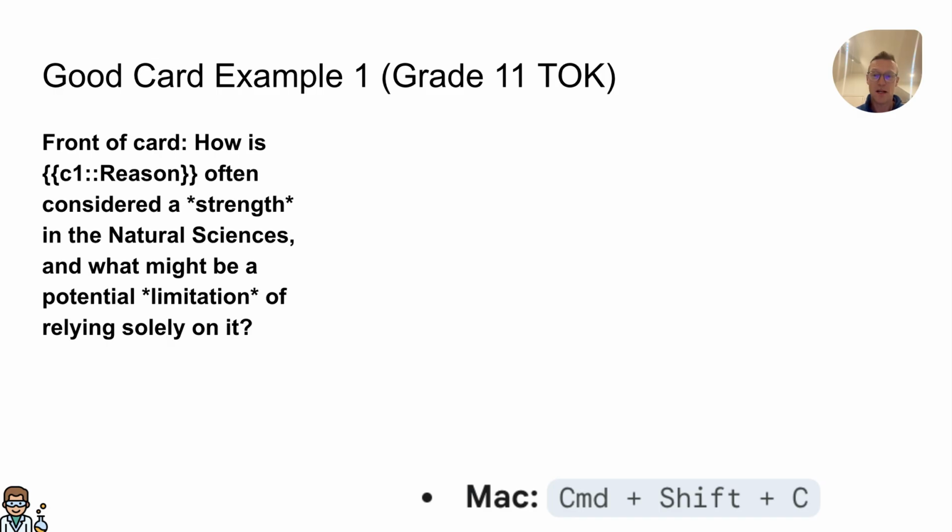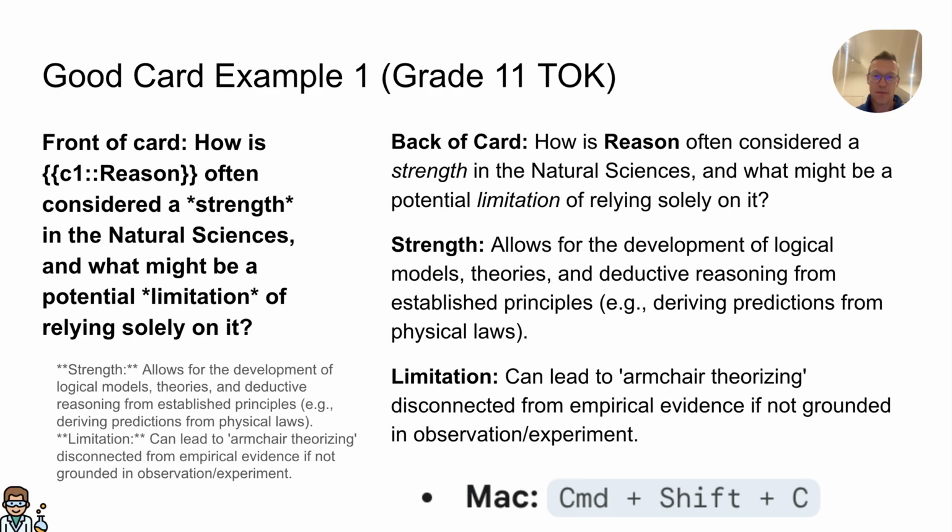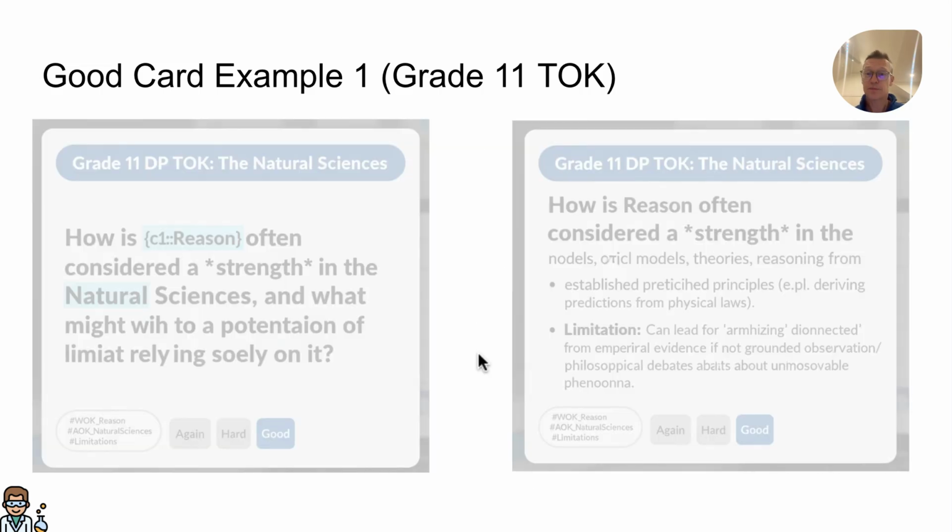Here's my example. I've got the front of the card, I've got the back of the card. Again, this is a cloze activity. How is something often considered, and we've got some stars around things, a strength. Now, on the back side of the card, you can add a little tab, so you can choose the strengths and the limitations, so they can come up on different cards, which is definitely a good thing.